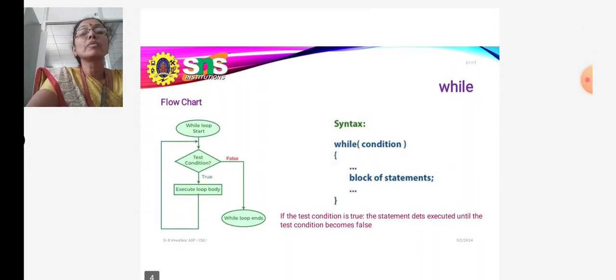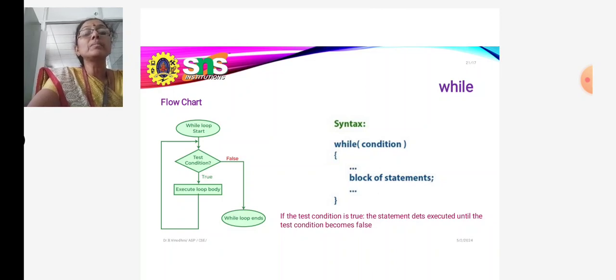This is the flowchart and syntax of the while loop. The syntax is the keyword while, followed by a condition within parentheses. If the condition is true, the block of statements is executed. So: while condition, then open braces, the block of statements, and close braces. The statements are executed until the test condition becomes false.